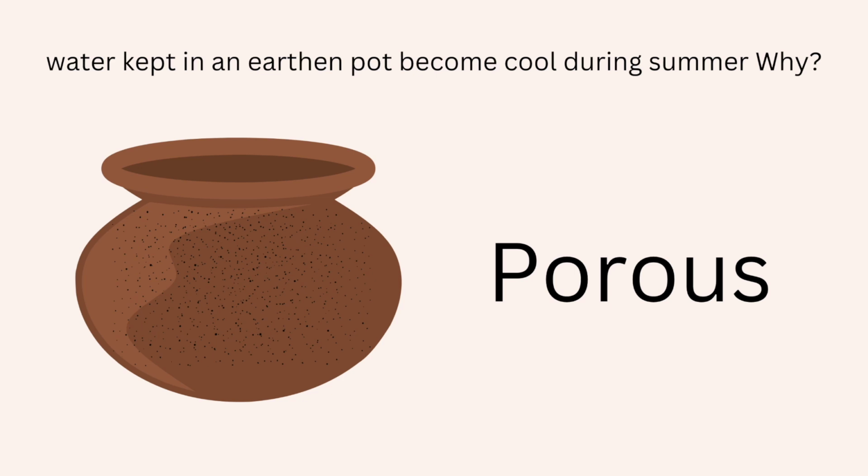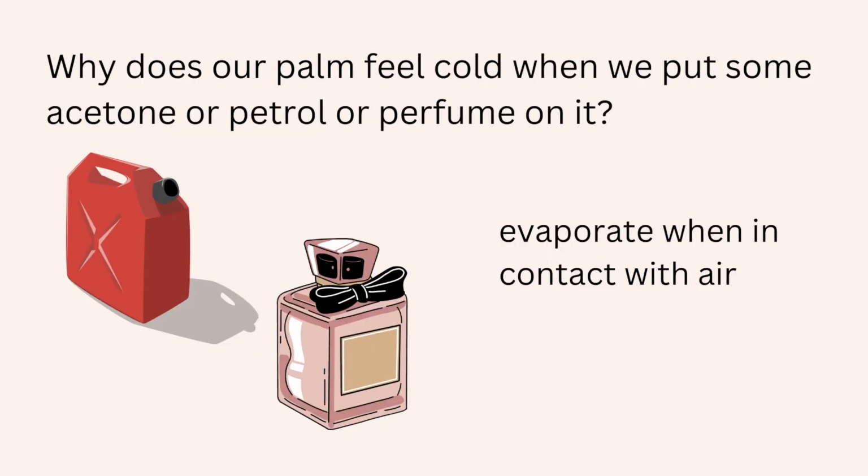So how exactly is this earthen pot working? It causes evaporation. Since it has pores, water comes through that and evaporates. Since evaporation happens, there is a cooling effect, and that is how water is cool inside it. I hope you got this. Now moving on to the next question.